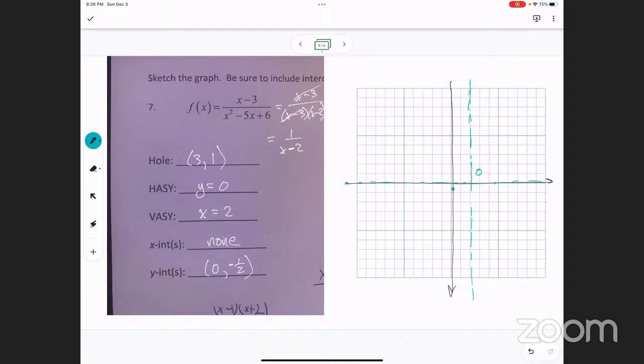So I have all the information I need. It's got to be going like this and like this, and it has to be going like this and like this. Okay. See why it goes on opposites? It's approaching from opposite directions because the multiplicity of your vertical asymptote is 1. Because there's only 1 here. There's not a 2. There's not a squared like in the last one.